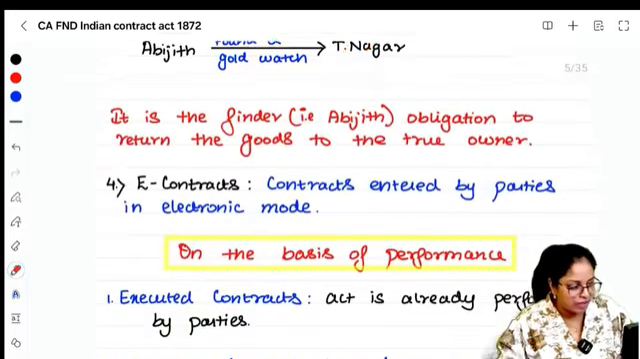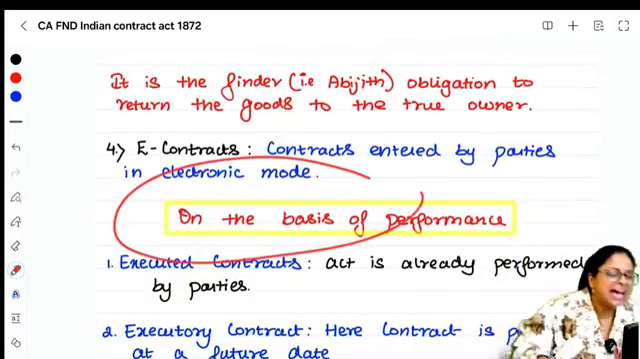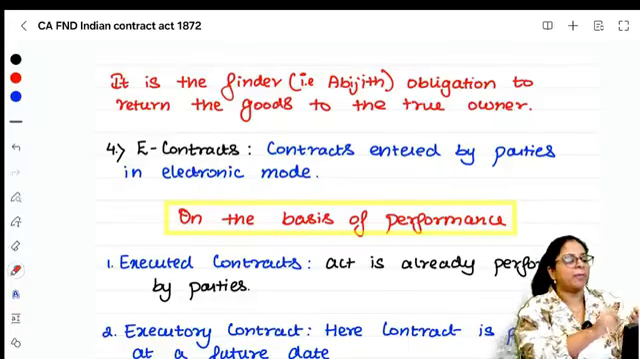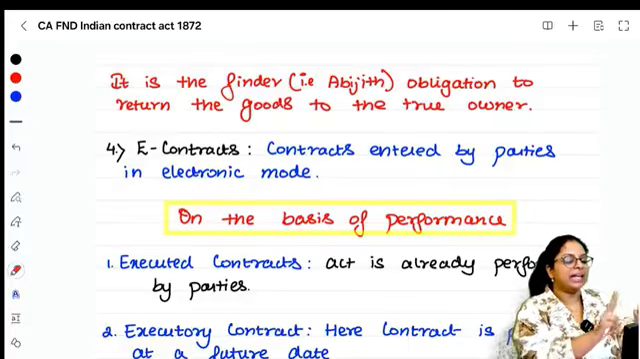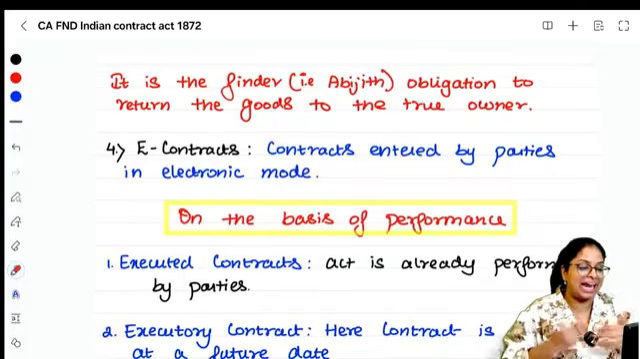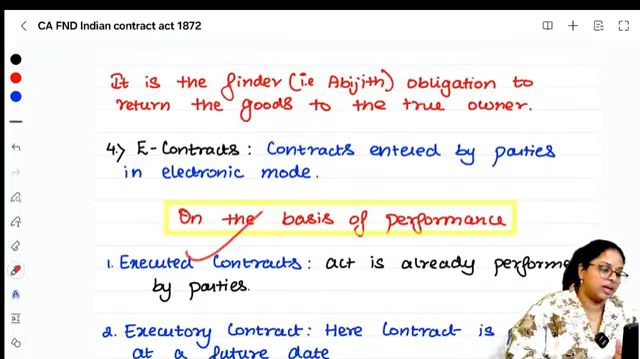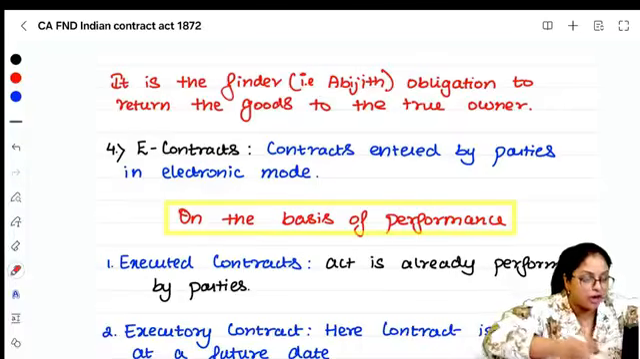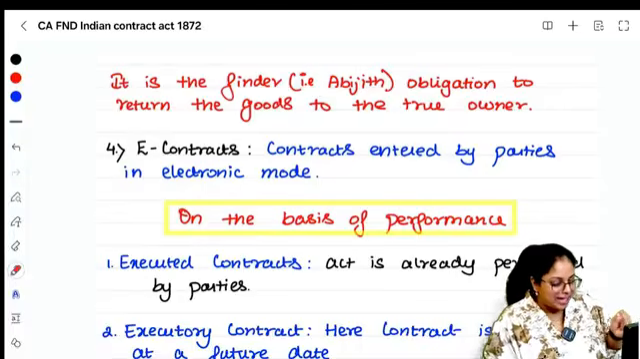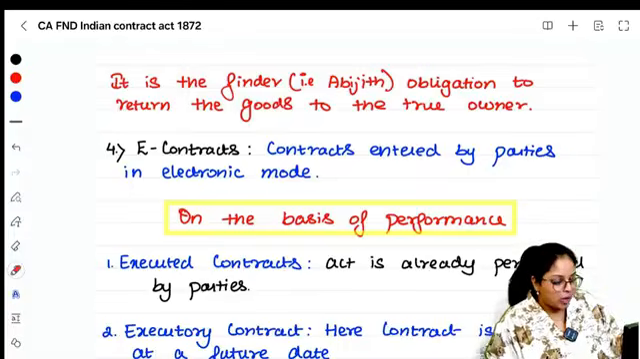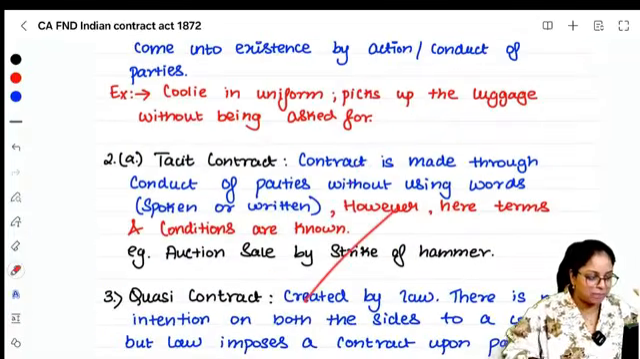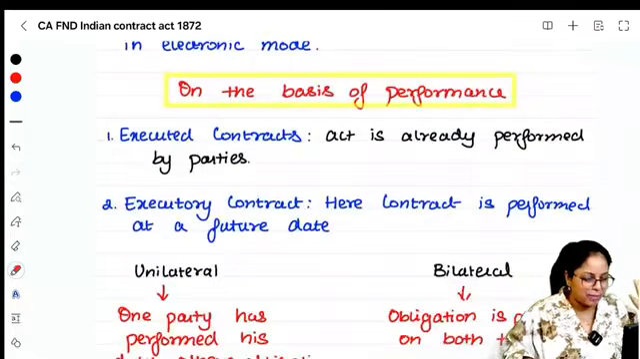Remember, very good. Next is e-contracts. It is nothing but electronic contract. You placing an order in Flipkart, or ordering a margarita pizza on Swiggy, that is an e-contract. In an electronic mode you are entering into a contract. So those are the types of contract based on formation. It can be express, implied or tacit, then it can be quasi or e-contracts. Is that clear? Absolutely clear. These are all simple topics.